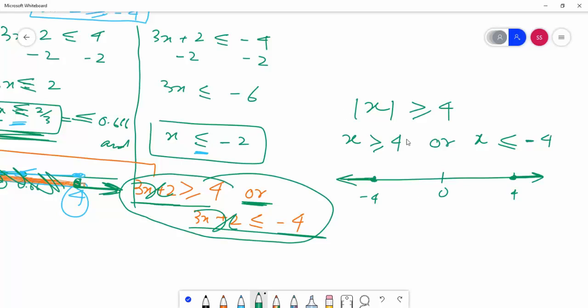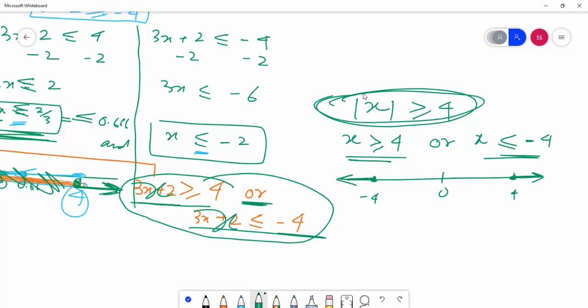Right? So you should be able to do the answer in both ways. If you have two inequalities, you should be able to convert them into an absolute value inequality. And if you have an absolute value inequality, you should be able to convert it into two inequalities. So in this case, the absolute value of x is greater than or equal to 4. You have converted that into x is either greater than or equal to 4, or x is less than or equal to negative 4.